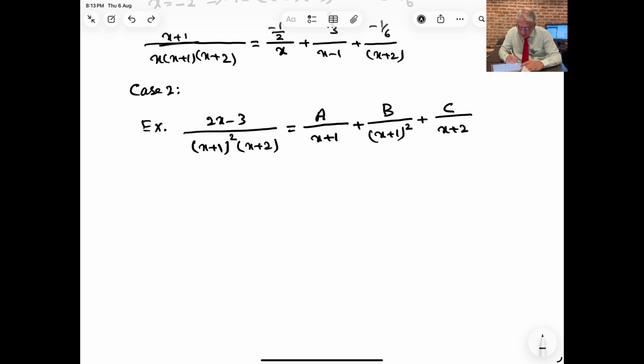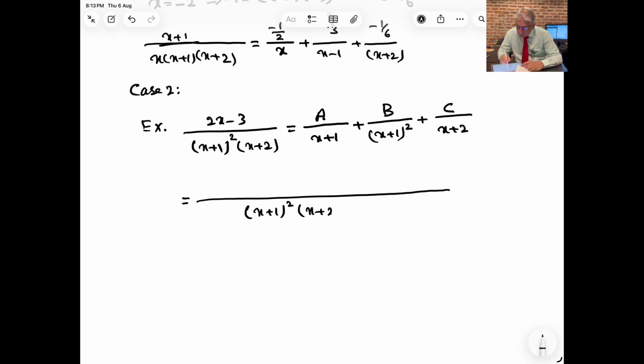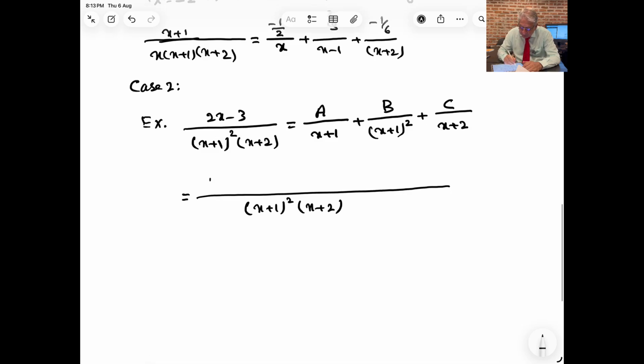Now, be careful because some of you are making a mistake here. The common denominator is (x+1)² times (x+2). Here, the denominator is x+1. Therefore, one x+1 is there, the other x+1 is lagging. Therefore, A should be multiplied by (x+1)(x+2).